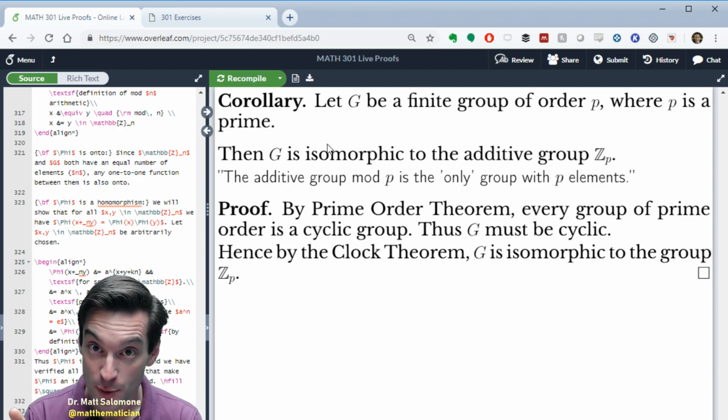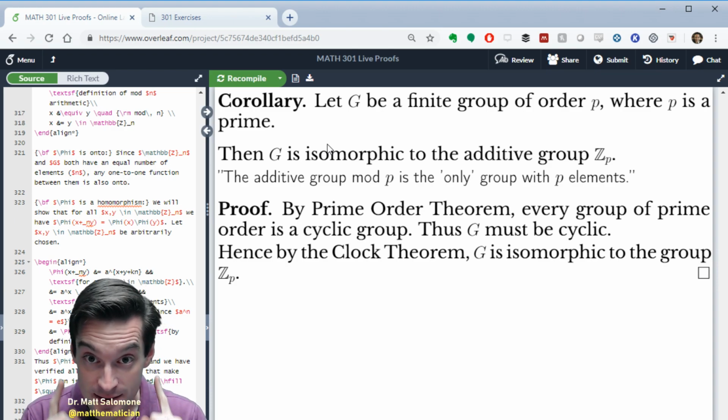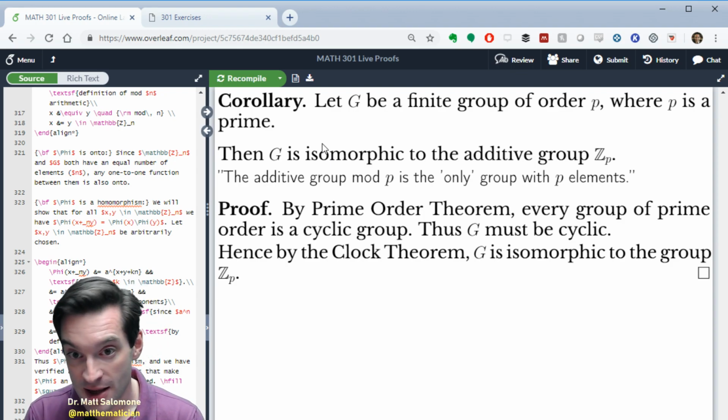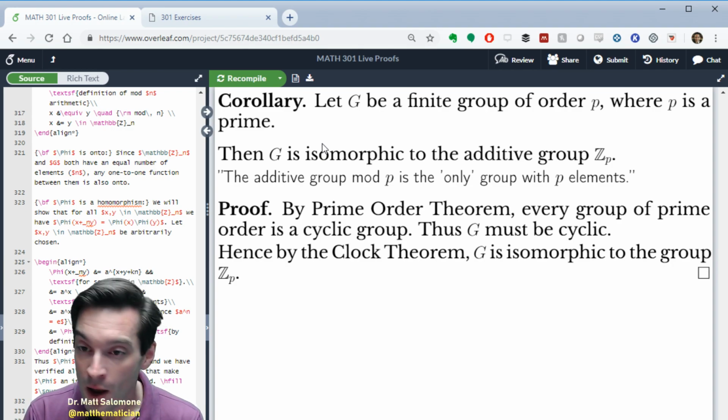If you give me a finite group of order P, I know it must be cyclic by chapter 4, and now I know that therefore it must be isomorphic to an additive group mod P, according to what we just proved. So Z mod P is the only group we can make up to isomorphism that has P elements in it when P is a prime number. So Z mod 2, Z mod 3, Z mod 7, Z mod 101, those are the only groups of their order up to isomorphism. We can't do anything else with a prime number of elements. I think that's really cool.